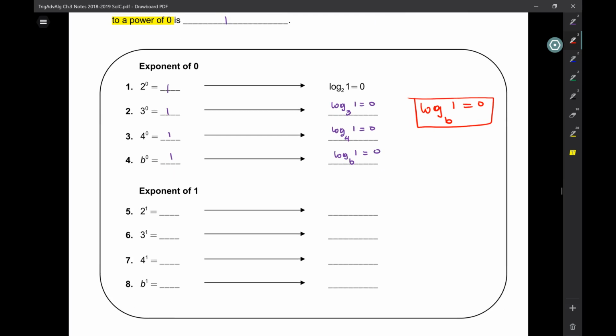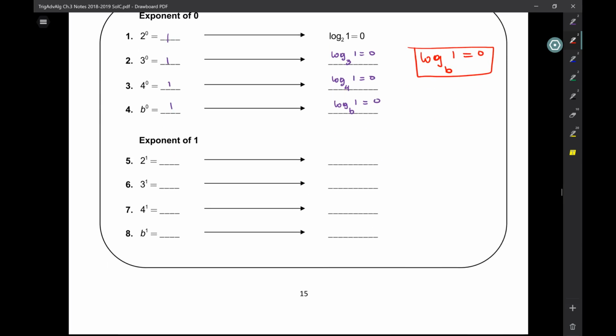Now, that's an exponent of 0. Let's talk about an exponent of 1. 2 to the 1? 2. Let's write that in logarithmic form. Log base 2 of 2 equals 1. 3 to the 1? 3. In logarithmic form, log base 3 of 3 equals 1. Okay, let's go ahead and do the other ones, 4 and B.